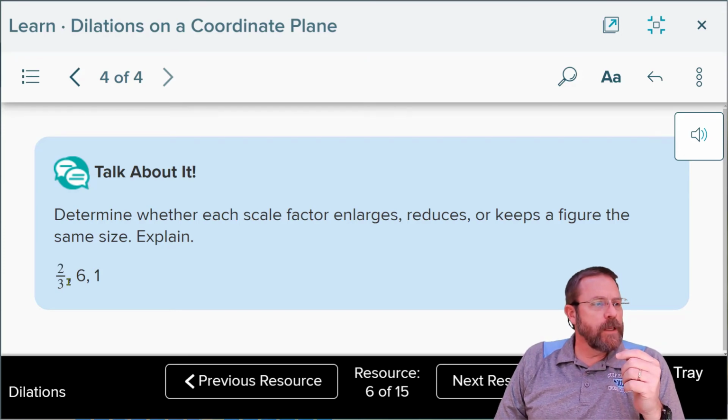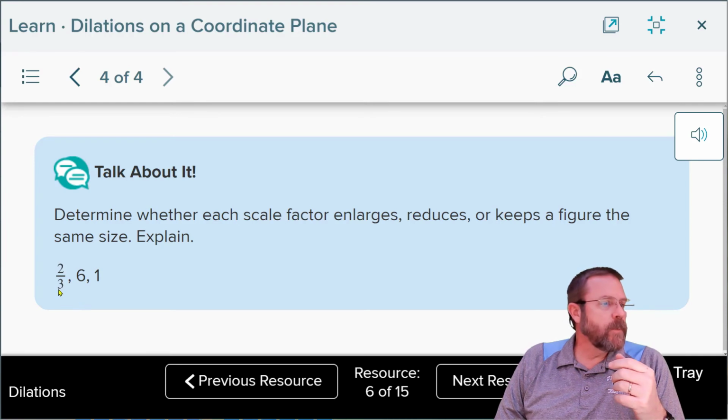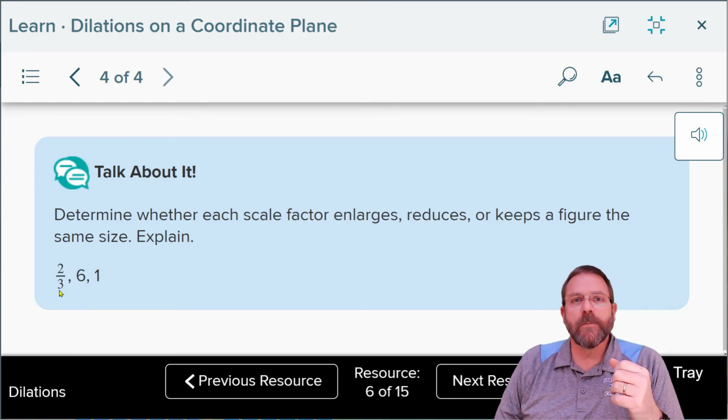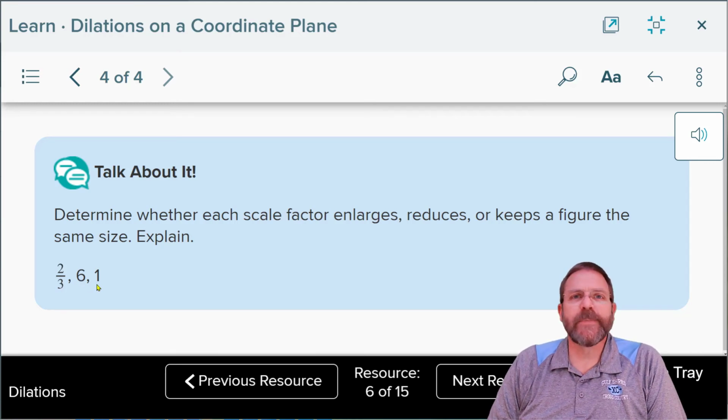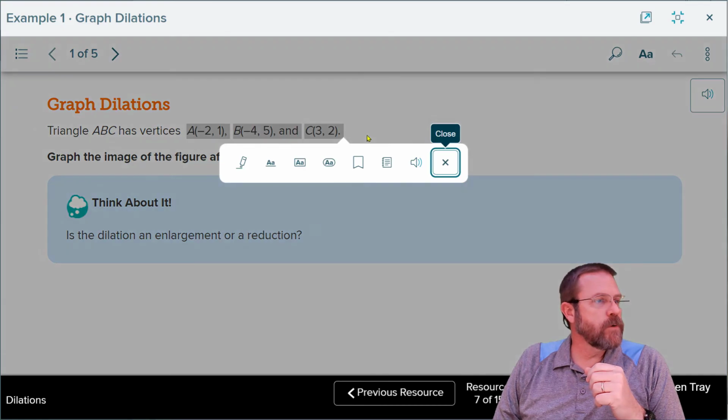Now we're going to look at each of these dilations and tell what's going to happen to your image from your pre-image. 2/3, that's a number less than 1. That means your new image is going to shrink from the pre-image or be reduced. 6, greater than 1, that means your new image is going to be an enlargement from your pre-image. And 1, that's exactly 1, that means your new image is going to be the same exact size as your pre-image.